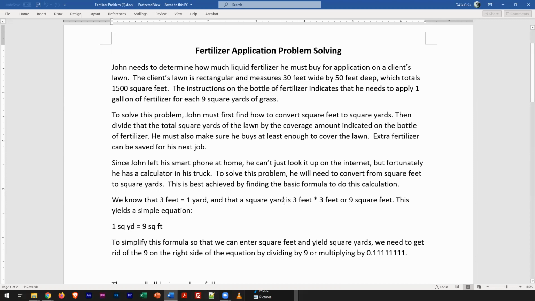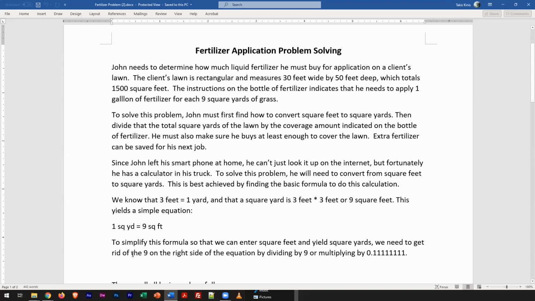and that a square yard is 3 feet times 3 feet, or 9 square feet. That's how we get there. And that gives us a very simple equation: 1 square yard equals 9 square feet. To simplify the formula, we can enter square feet and yield square yards.